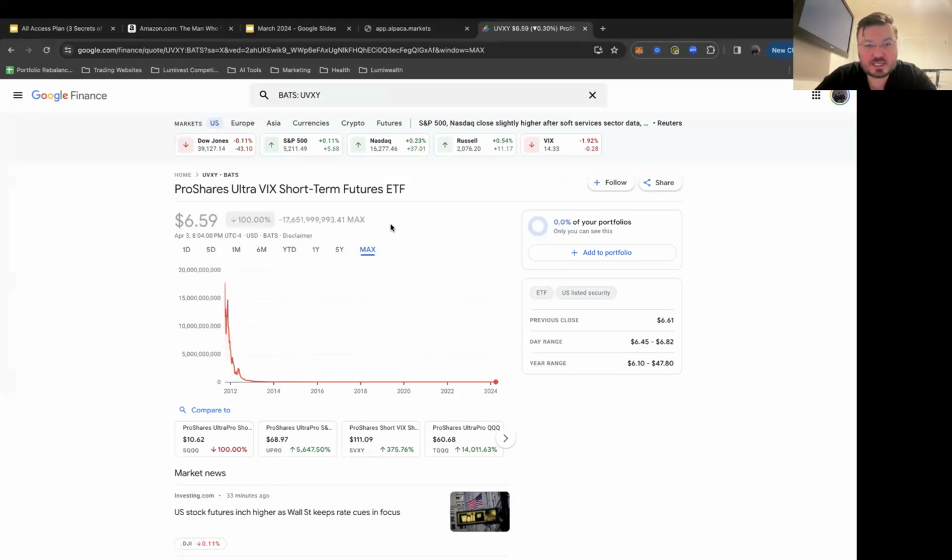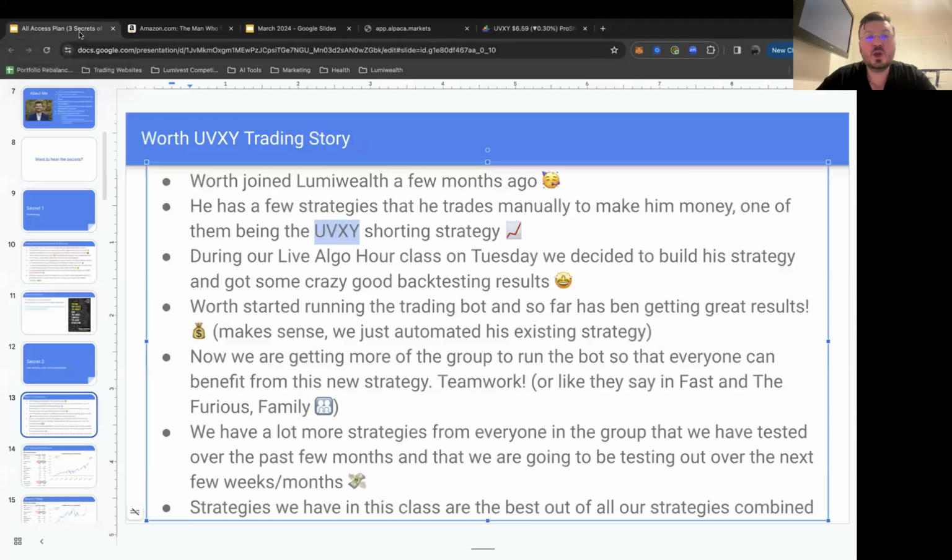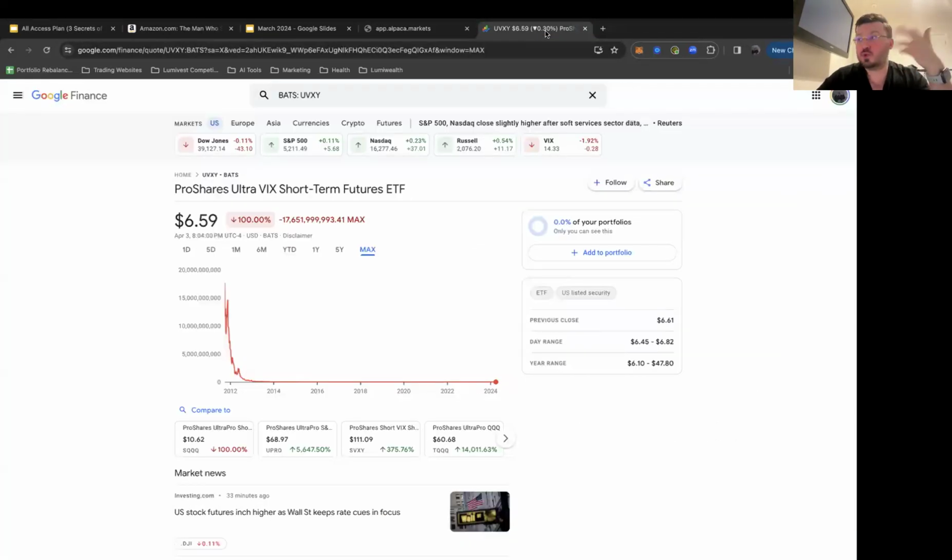It's down 100%, basically, something like 17 billion percent over the course of its lifetime. So you might be wondering, why the hell do you want to trade that? It's going straight down. Well, his idea was to short it, right? And for those of you that don't know, shorting, you make money on the way down. I'm like, oh, that's interesting. If this thing keeps going down like this, shorting it should make you quite a bit of money, right? That seems like a very good idea.